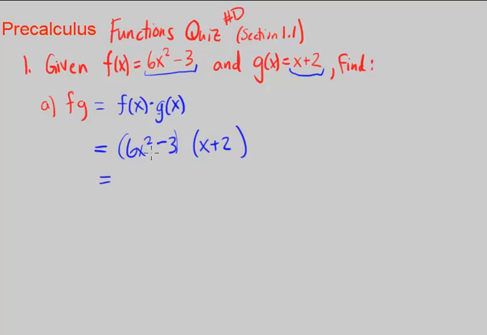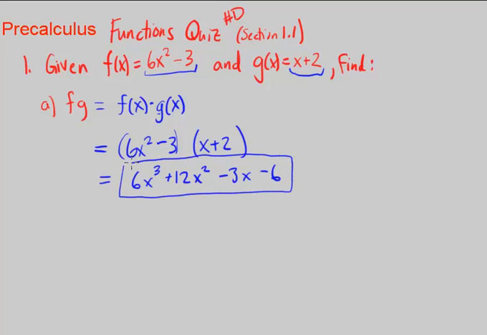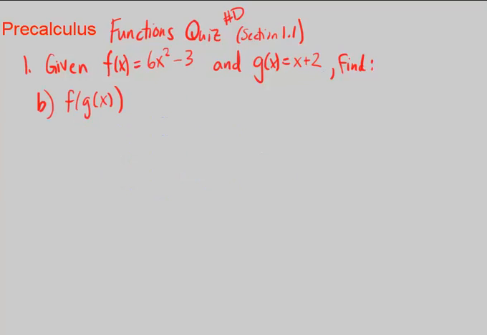That means we are going to use distribution, using a box method or FOIL or any other distribution method that we choose. Multiplying this out, we get 6x cubed plus 12x squared minus 3x minus 6. These are all the terms combined, and so this is our answer for f times g, or fg. Part B was asking what's f of g of x.